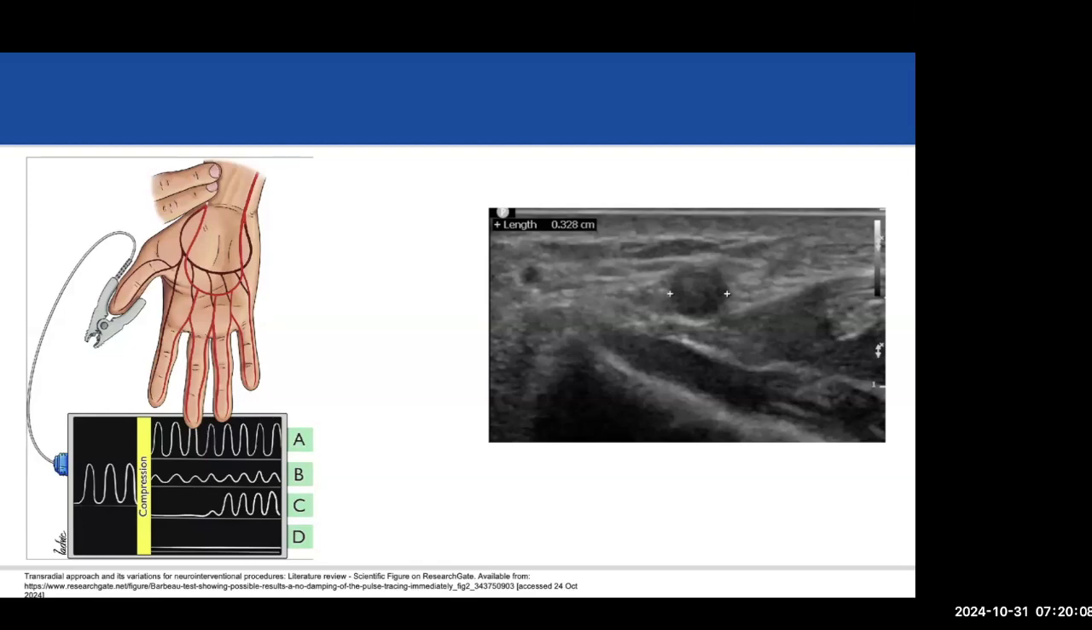Okay, so I would start with the radial access. The advantage of radial access is early mobility. Just after the procedure, the patient would be able to ambulate. However, the disadvantage of radial access is that because the arteries are small in caliber as compared to the femoral, it's very prone to spasms. And then one would need to be very careful when accessing the radial artery.